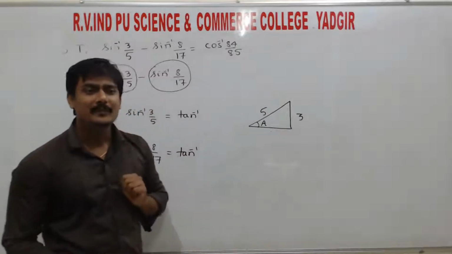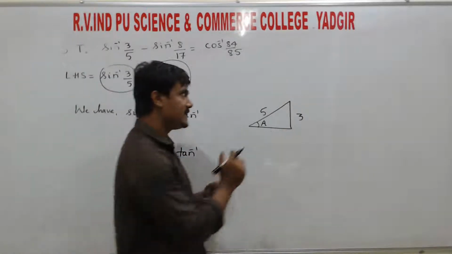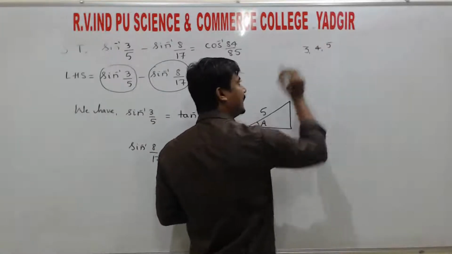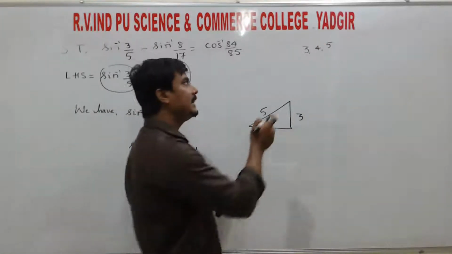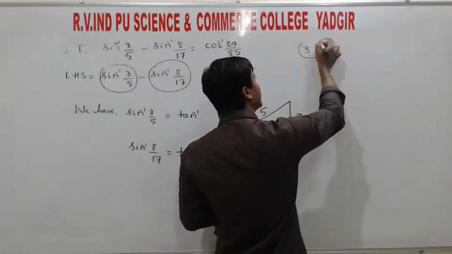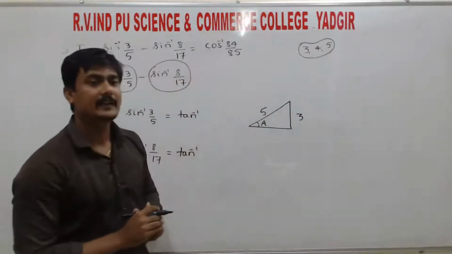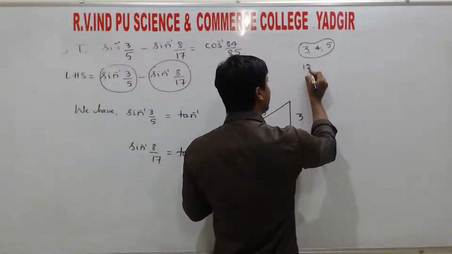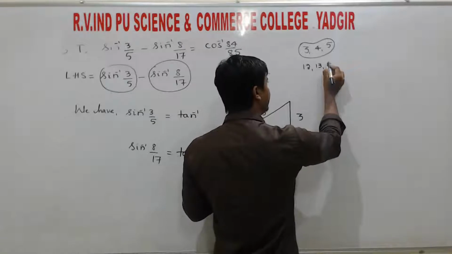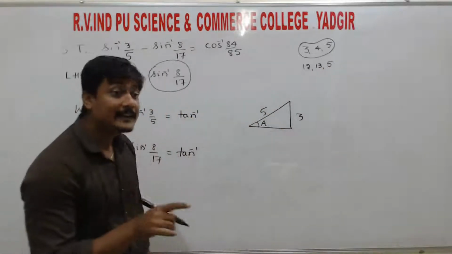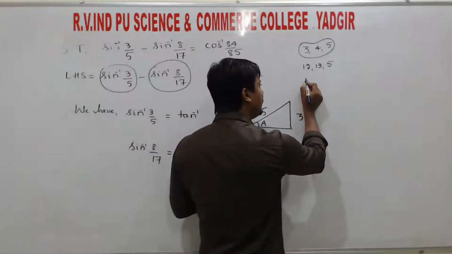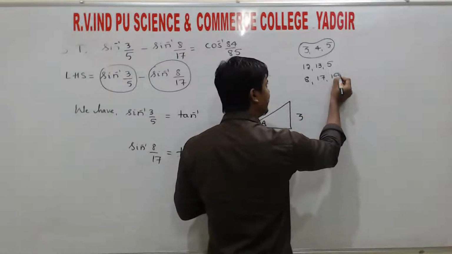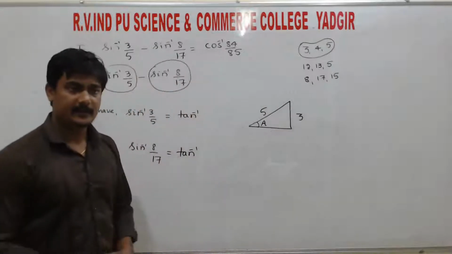But we remember some standard Pythagorean triplets. Which are those Pythagorean triplets? 3, 4, 5. These three numbers satisfy Pythagoras theorem, hence they are called Pythagorean triplets. Another standard Pythagorean triplet is 5, 12, 13. And another standard Pythagorean triplet we need to remember is 8, 15, 17. Are you getting my point?